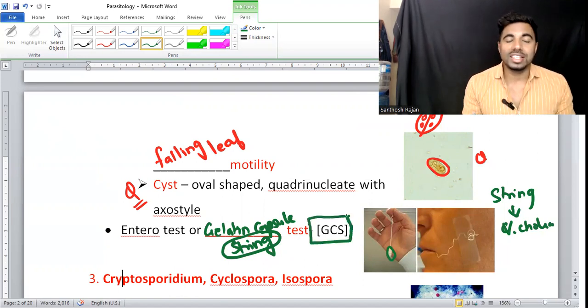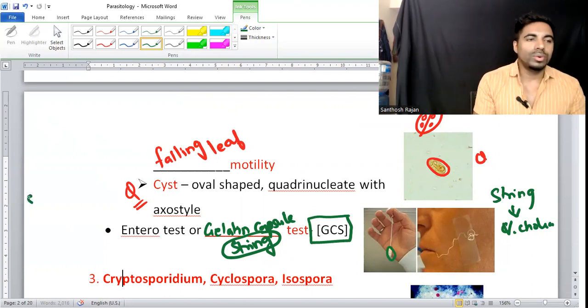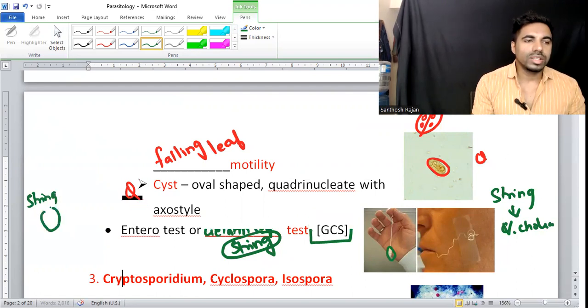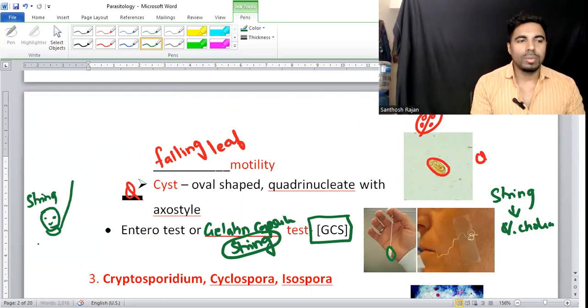Shortcut is GCS. GCS is Glasgow coma score. Usually, when someone goes into coma, you remember. How to remember? Someone, some patient, put a string on and tried to die. Then they went into coma. When they went into coma, you did the GCS score. So what is this? G for Giardia. This Entero test, a string test, is done for Giardia.